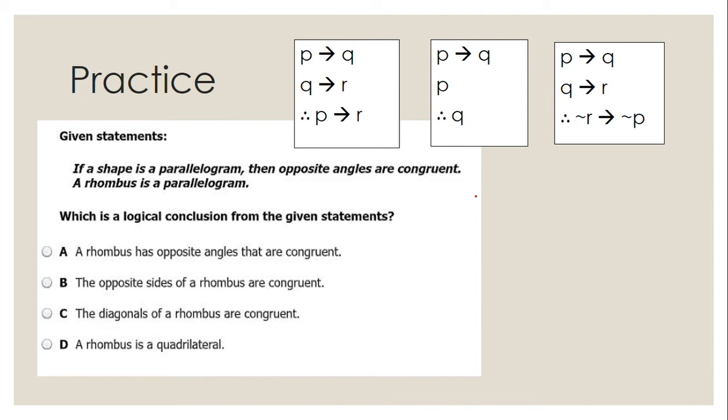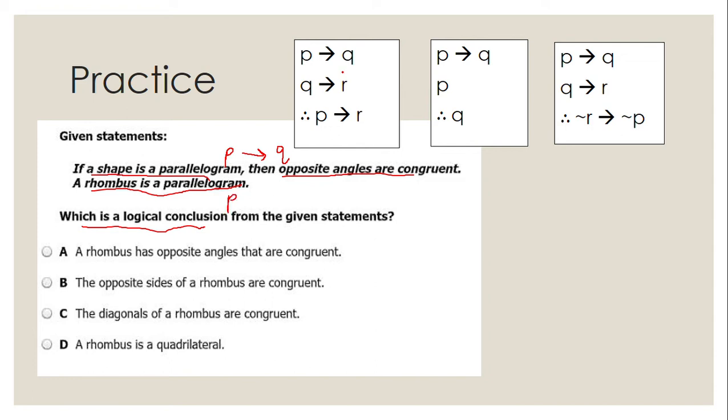Here's an example of the kind of question that you're going to get on the SOL. They're going to give you some statements and say, okay, which is a logical conclusion? What they mean by that is which one of these follows one of those laws that we learned. So I like to write them in symbols because that helps me tell what's happening. So this one says if a shape is a parallelogram, so there's P, then opposite angles are congruent, so that's Q. And then look at what they give us in the next line. They say a rhombus is a parallelogram. We already had something about a parallelogram, and that was P. So this is P again.